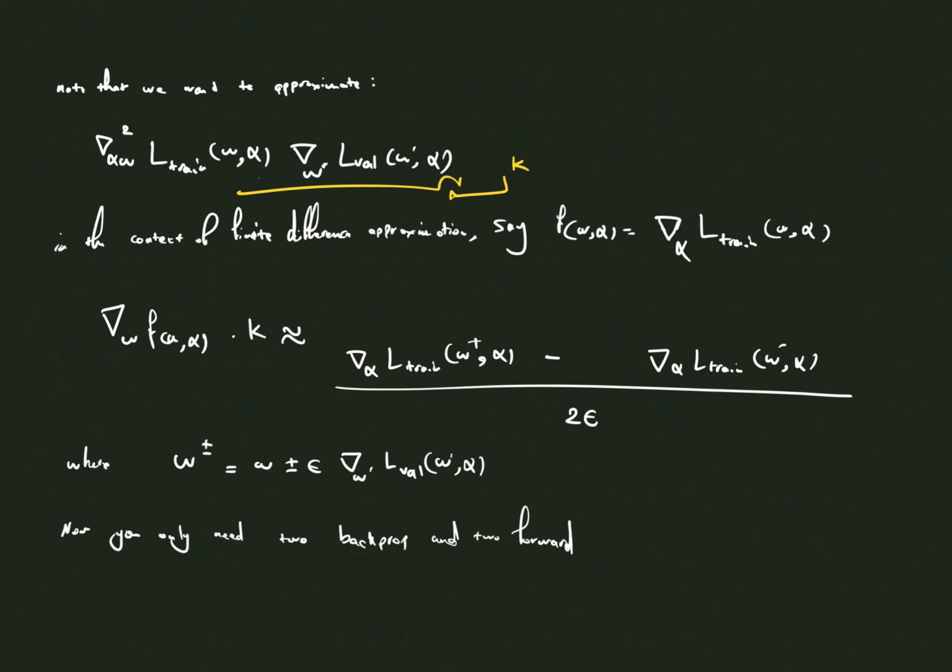Now, in this case, you only need 2 backpropagations and 2 forward propagations in order to compute this. And this would reduce the complexity from omega times alpha to this term.